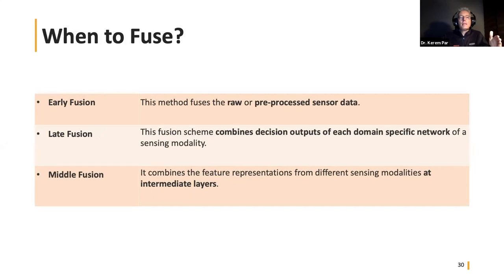The early fusion means fusing raw sensor data or pre-processed sensor data. So it is at the very beginning of the pipeline. This is a data level fusion. Late fusion combines the decision outputs of each domain specific network of a sensing modality. So this can also be called decision level fusion. The middle fusion is somewhere between early and late fusion. So it combines the feature representations from different sensing modalities at intermediate layers of the network.